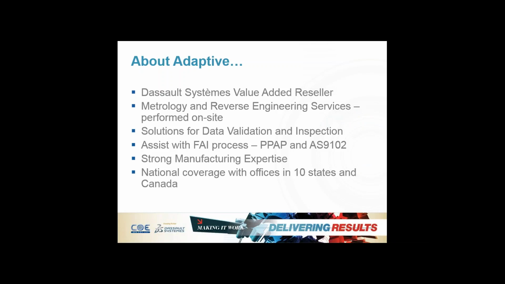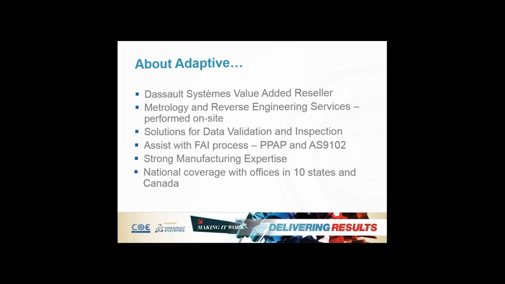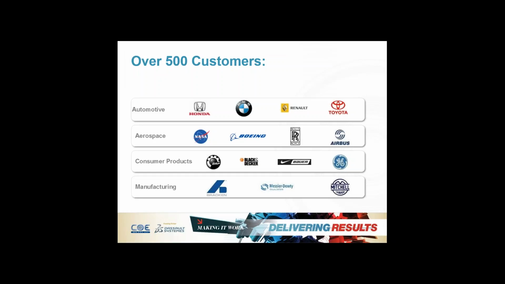Now a couple of words about Adaptive. Adaptive is a Dassault Systems value-added reseller. Over the years, we've expanded our focus from product development, leveraging the Dassault Systems portfolio of products, into now the quality part of the manufacturing process. Much of our expansion today is in the area of QA and QC, in inspection, in PPAP and AS9102, as well as reverse engineering. Adaptive has been a proud member of COE since our inception in 2007. We value our relationship with the COE community, and we are here to educate and serve. Our clients span many industries ranging from automotive to aerospace, including consumer products.